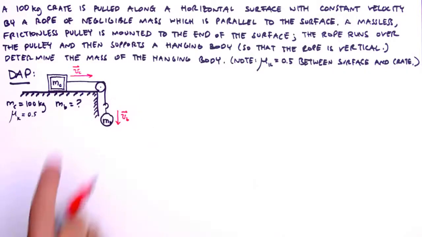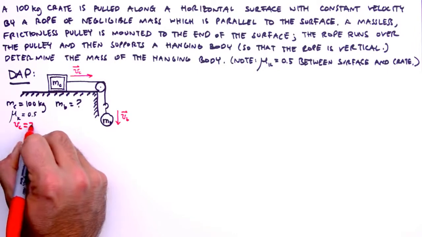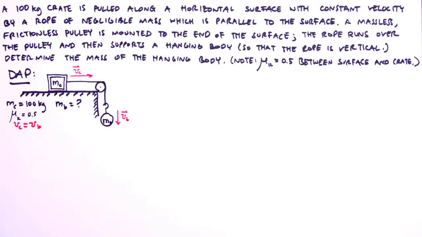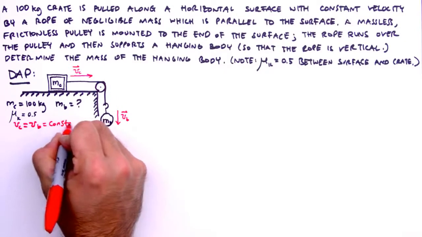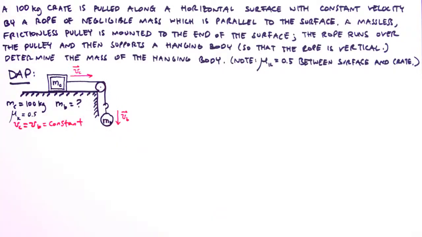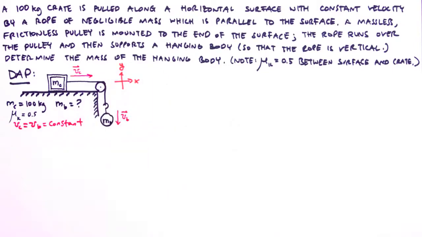Next, we'll indicate the directions of the velocity of the crate and the velocity of the hanging body. Since these bodies are connected via rope, we know that the magnitude of their velocities are the same. And we're told in the problem that the crate's velocity is constant, so we finish by writing equals constant. Of course, no picture or diagram is complete without an assigned coordinate system, so we'll indicate our choice here. Positive x-axis to the right, positive y-axis straight up.